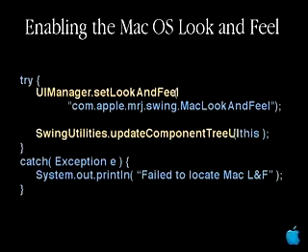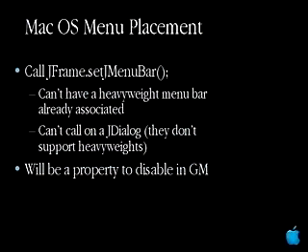Then, if you've got a pre-existing component tree, you're going to have to tell your component tree to update itself, to walk through and update the look and feel so that it becomes visible, and catch exceptions. Kind of standard Java stuff. To get the macOS menu placement, if you're writing standard Swing applications, you're probably already doing what you need. All you need to do is call JFrame's setJMenuBar. That will set the menu bar that you need and put it in the right place.